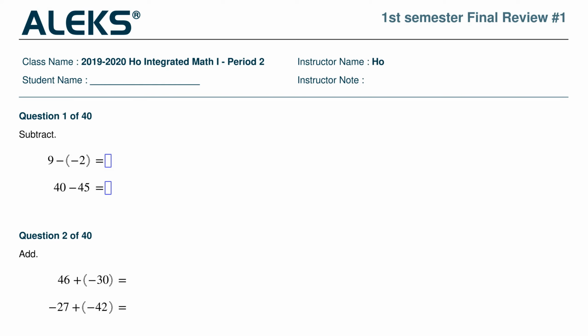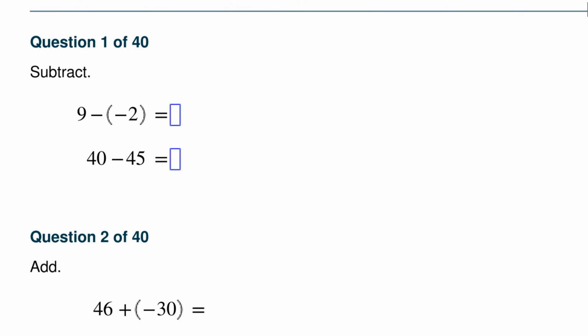We're going to subtract this one, or basically just evaluate this. So 9 minus negative 2, two negatives turn into a positive. So basically it's just 9 plus 2. The answer is going to be 11. So that's going to be 11 in the box. 40 minus 45, you take more than what you have. You take away 45 out of 40. So you will have negative 5.